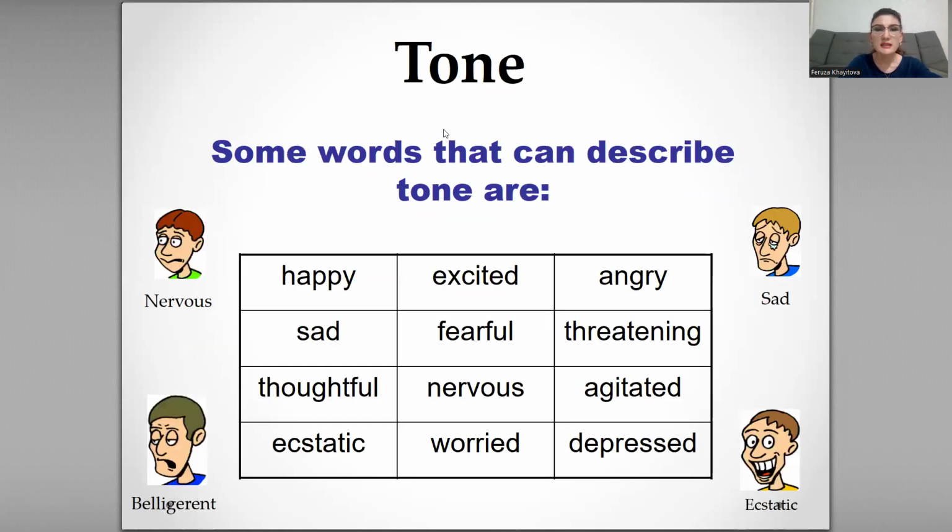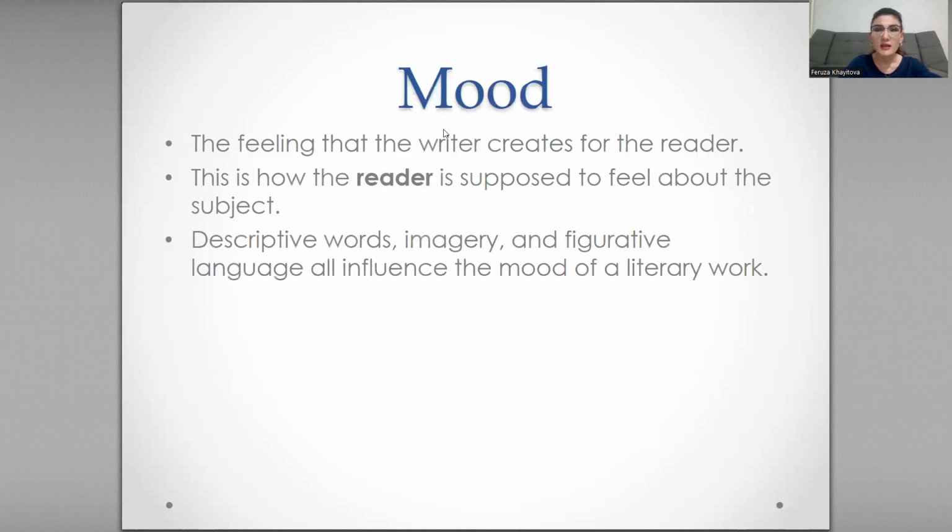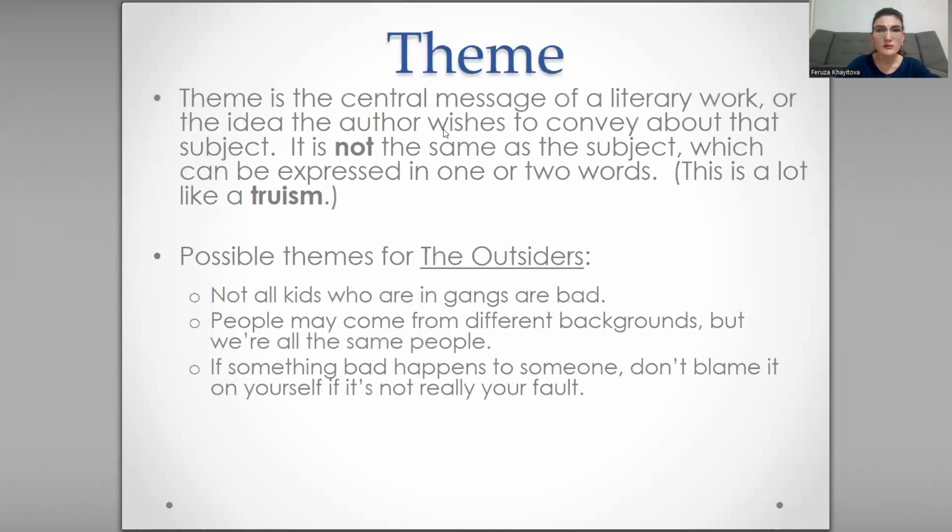Some words that can describe tone are happy, excited, angry, sad, fearful, threatening, thoughtful, nervous, ecstatic, worried, depressed. And mood is the feeling that the writer creates for the reader, how the reader is supposed to feel about the subject. Descriptive words, imagery, and figurative language all influence the mood of the literary work.